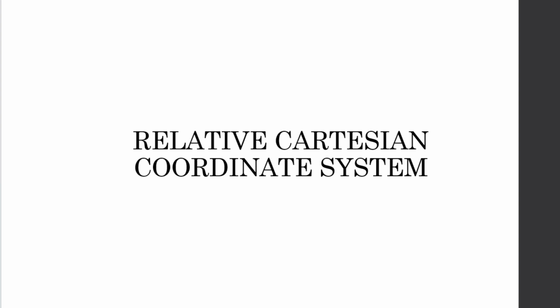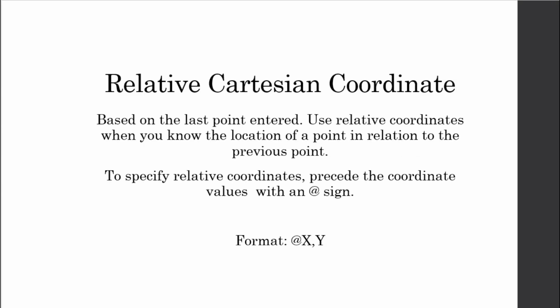Next is the relative Cartesian coordinate system, which is based on the last point entered. We will use the relative coordinates when we know the location of a point in relation to the previous point. And to specify relative coordinates, precede the coordinate values with an @ sign. The relative Cartesian coordinate system has a format of @x, y.